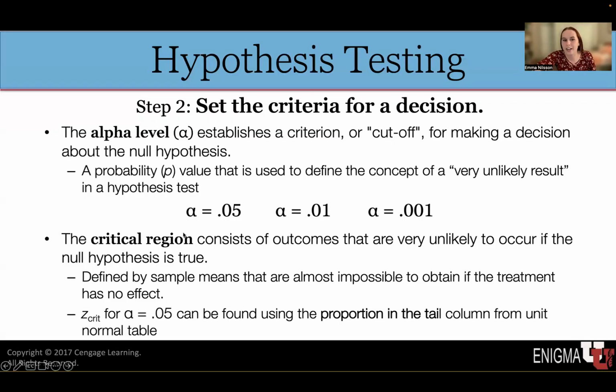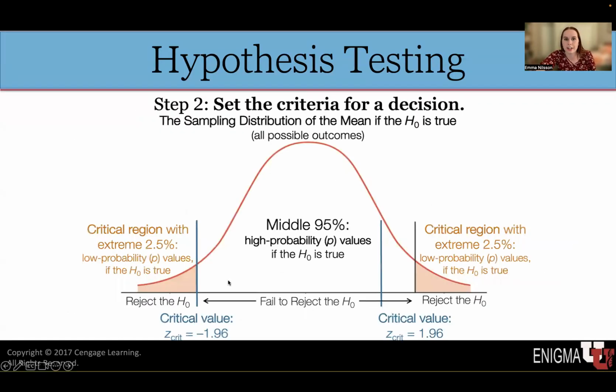Like it says here, it's defined by sample means that are almost impossible to obtain if the treatment has no effect. And we find the Z value, we call it the Z critical value, that is associated with that critical region using the proportion in the tail column from our unit normal table. I'm not going to show that right now. We will get to that later in some of our later lectures, but you essentially use the unit normal table to just find a numerical value when your alpha is 0.05 or 0.01 or 0.001. And I'll show that right here.